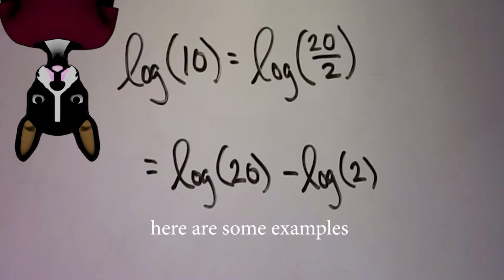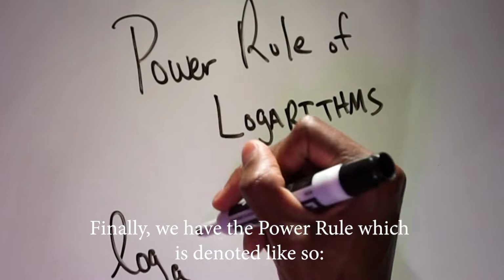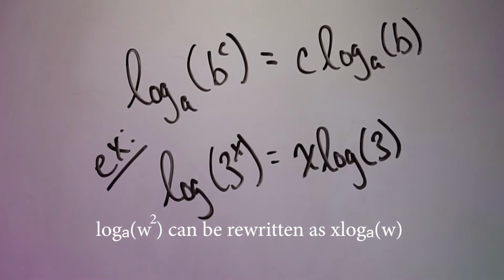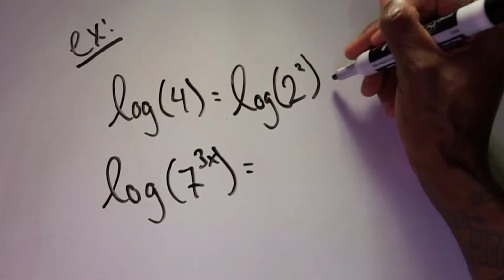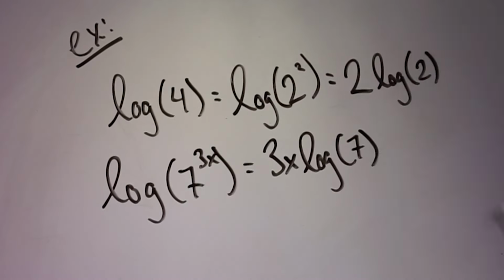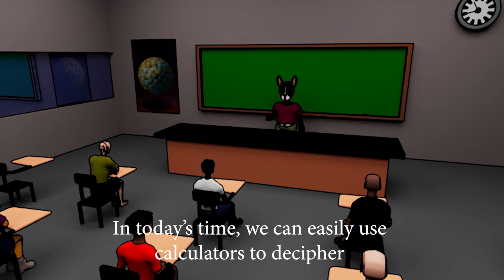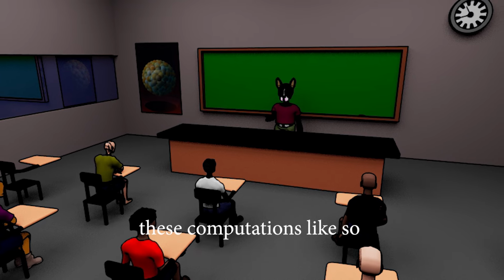Here are some examples. Finally, we have to introduce the power rule, which is denoted like so. Log base a of w to the x can be written as x log base a of w. The log of 4 is equal to the log of 2 to the second power, which is the same as 2 log of 2. Log of 7 to the 3x power is the same as 3x log of 7. In today's time, we can easily use calculators to decipher these computations like so.